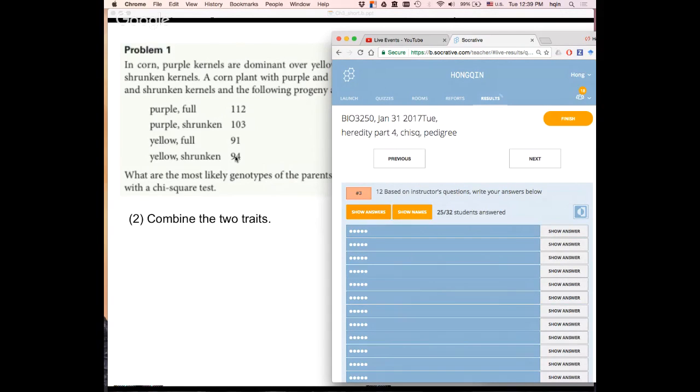So, okay, this bigger is purple. This is purple, and this is full. And this one is also purple, and this is shrunken. And this is yellow, and this is full. This is yellow and shrunk. So this will be 112. This will be yellow and full, 91. See, he wrote it in the exact order as it appears.